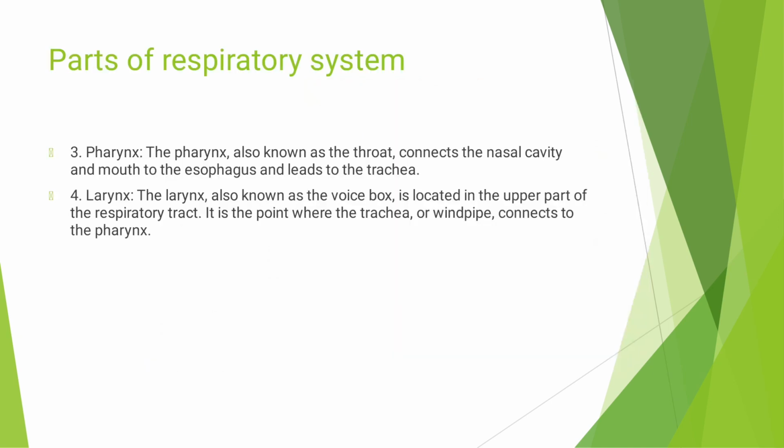The next part is the pharynx. Pharynx is also known as the throat. It will connect the nasal cavity and mouth to the esophagus and it leads to the trachea. Then the larynx. Larynx is the voice box, which is located in the upper part of the respiratory tract. This is a point where the trachea or the windpipe connects to the pharynx.